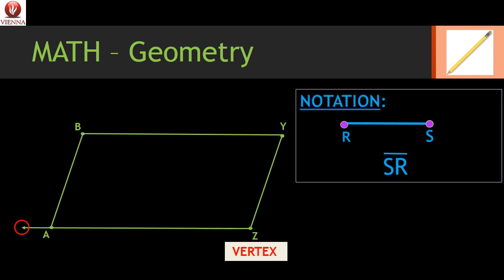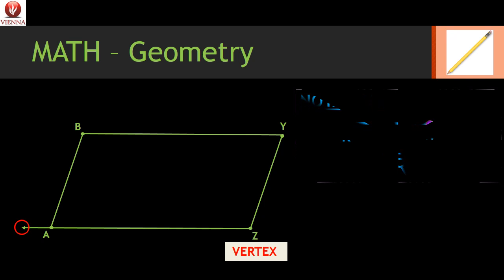A line segment has an east-west orientation, which could be read east-west or west-east. So you could notate this with an SR or an RS, and it would make no difference either way.